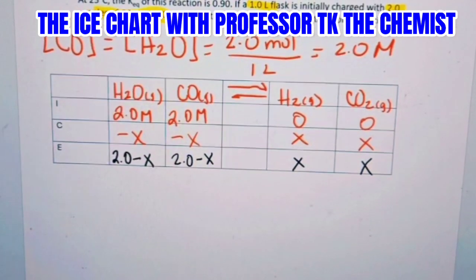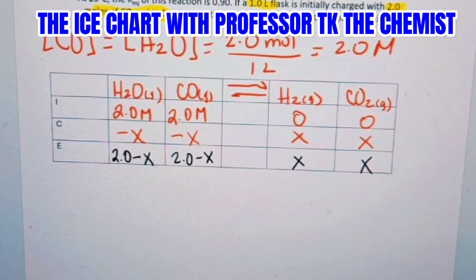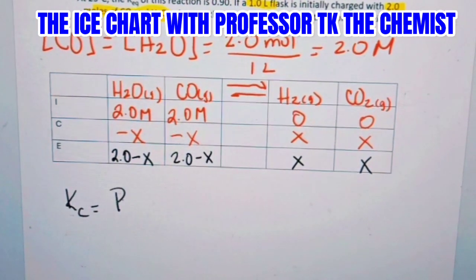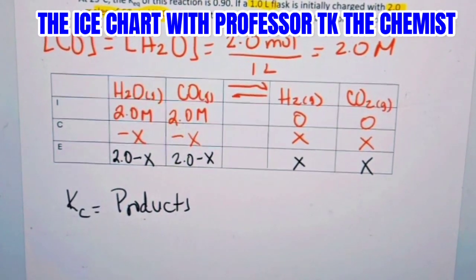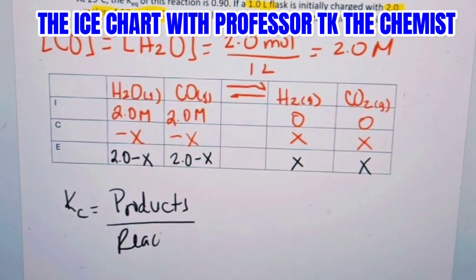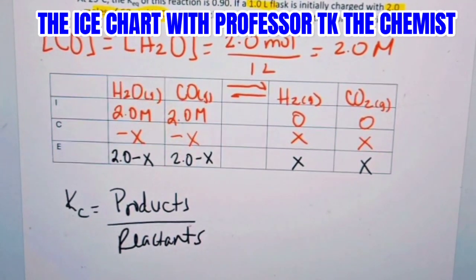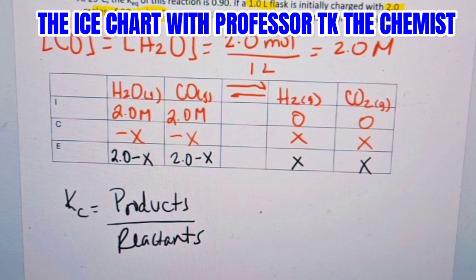Now, we're going to bring all of this down so that we can find the equilibrium concentration of all the species, because that's what they're asking us to do. To find that, you've got to do what? We've talked about this before. Products over reactants, okay? Products over reactants. And if you need a refresher on that, I've got 3 videos up right now that deal with this.